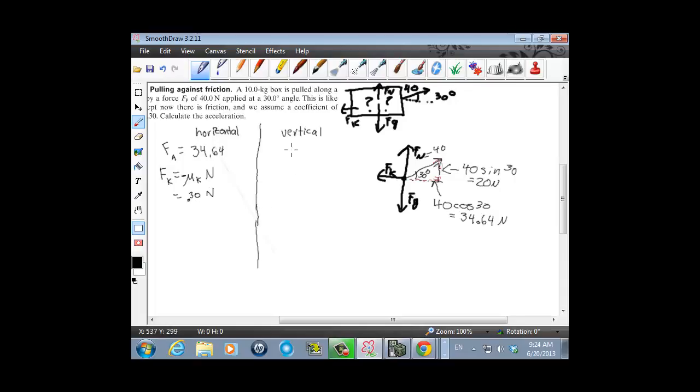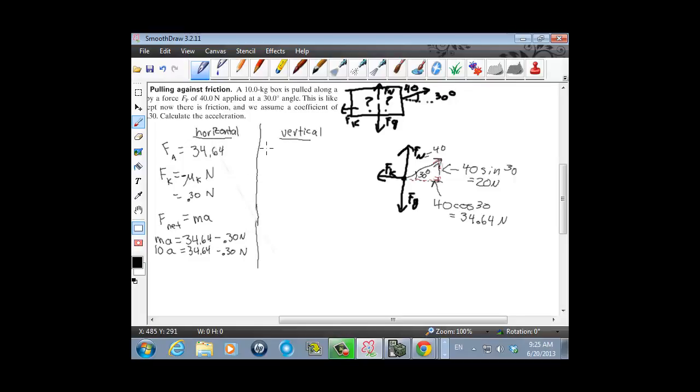Okay, now let's take a look at our vertical. Oh, we do have some acceleration. Let's go ahead and write that. So F net equals mass times acceleration, or the mass times acceleration equals 34.64 minus 0.30 n. We also know our mass is 10, so 10a equals 34.64 minus 0.30 n. Oh, look, I used n for my normal force instead of Fn. Oh, well.